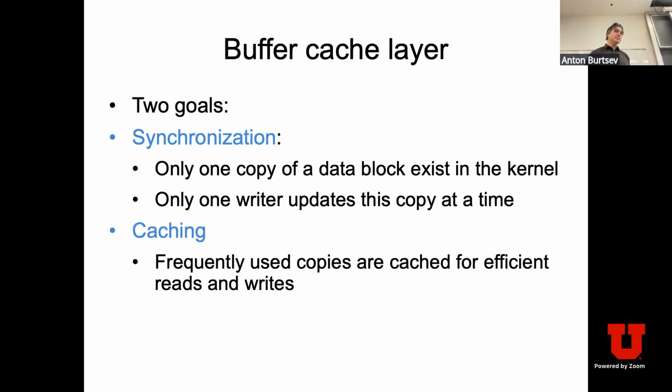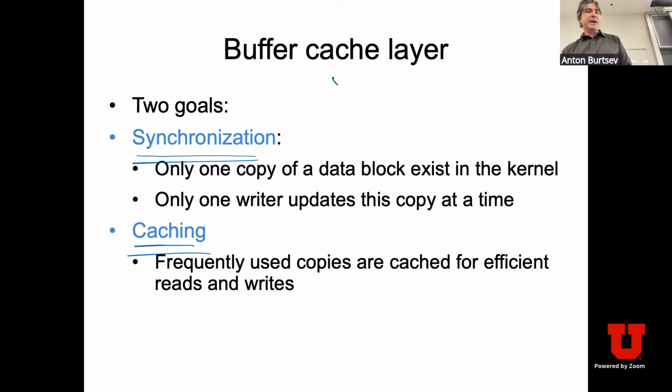So there are two goals. Like I keep talking about caching. This is for performance. The second goal is synchronization. Synchronization means that at some point you may ask a question like, what happens when two processes try to write into the same file? How is the access synchronized? And essentially, buffer cache synchronizes the access at the level of blocks.